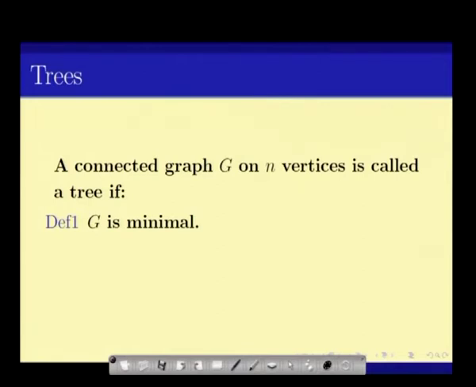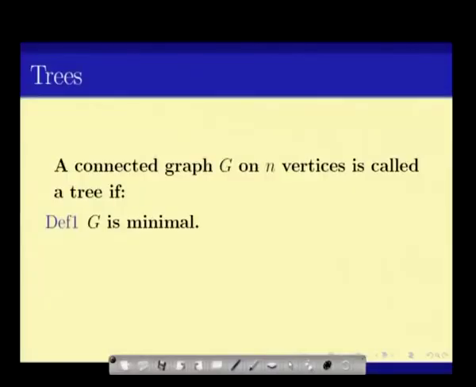G is minimal. In other words, you cannot remove any other edge from it. If you remove an edge, then the graph will get disconnected. There is a similar, or equivalent, definition, which is that G has no cycles. So, let us try to understand why these two definitions are equivalent.